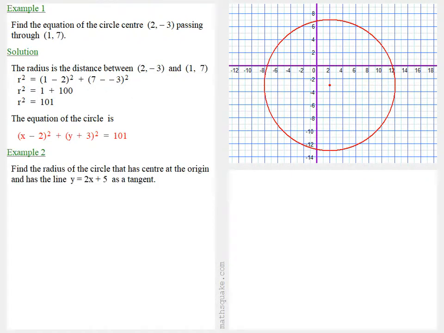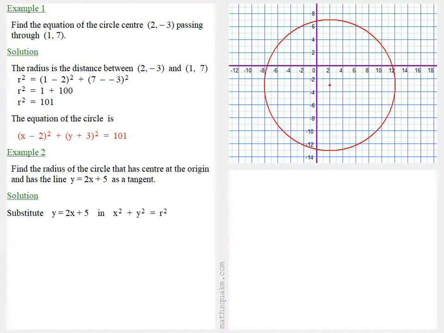In example 2, we're asked, find the radius of the circle that has centre at the origin and has the line y equals 2x plus 5 as a tangent. Well, to solve this, we can find the intersection of the line and the circle by solving the simultaneous equations.